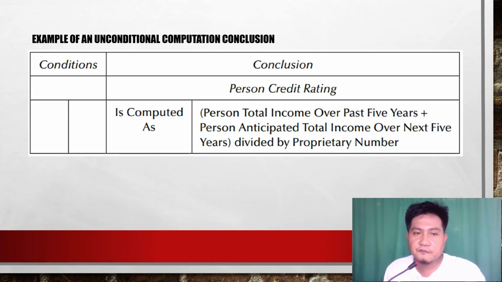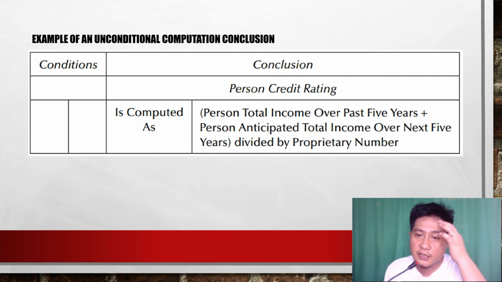Now the unconditional computation conclusion. So this is an example. Okay, so there are no conditions. All credit ratings will be computed like this. There are no such conditions here. It just says that all persons' credit ratings will be computed the same.